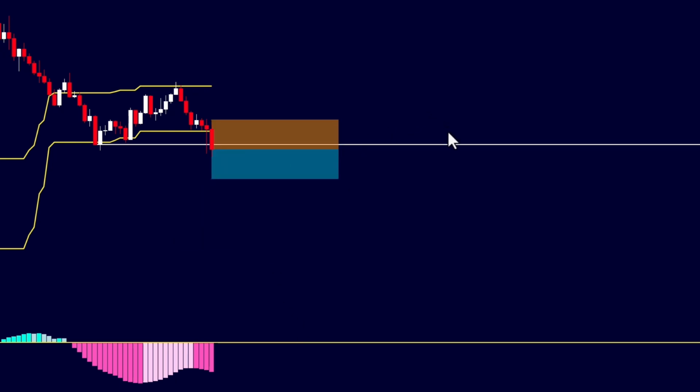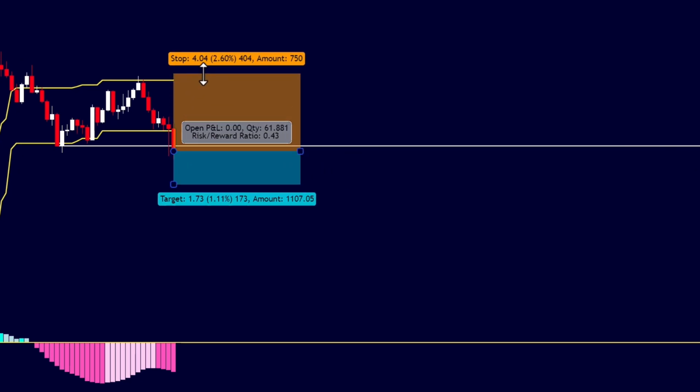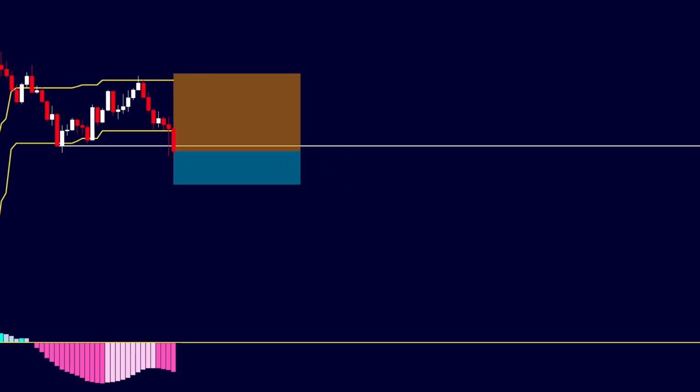For your exit strategy, set a stop loss just above one of the Fibonacci lines and a take profit that's 1.5 times the risk of the trade.